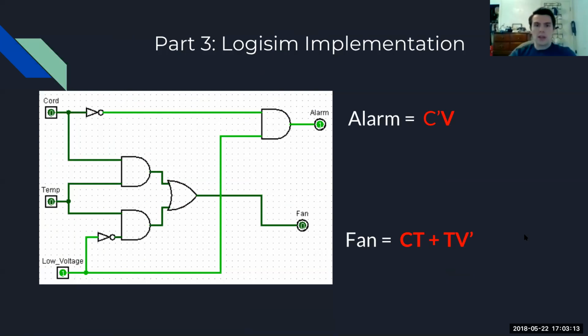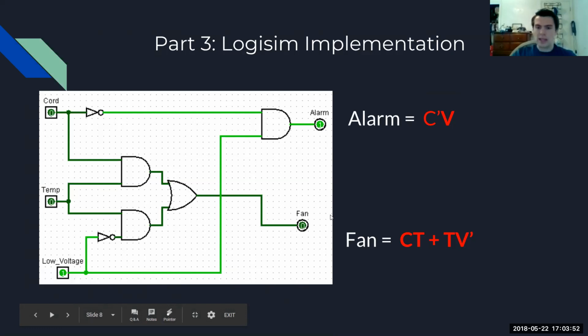Now for part 3 of the lab, once we got the equations simplified, we were told to implement the equations using Logisim to create a circuit diagram. And we used the most simple versions of the equations to produce this diagram. Other equations could have been used and produced different diagrams. We can see the alarm with the equation not C and V. That's represented here with this AND gate, along with this inverter NOTing our C and our V term, which is our low voltage, right here.